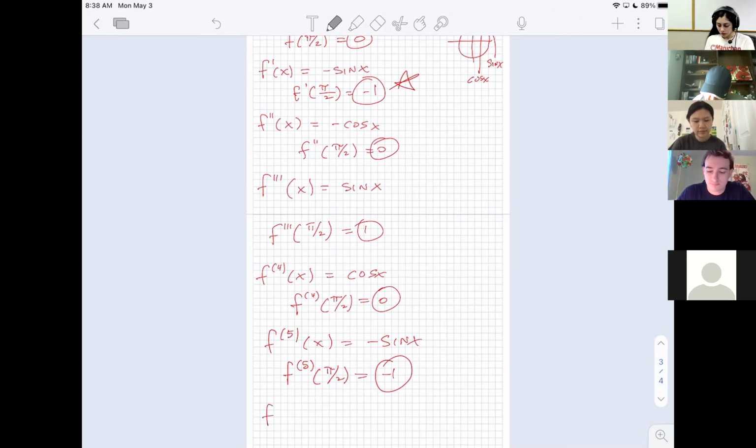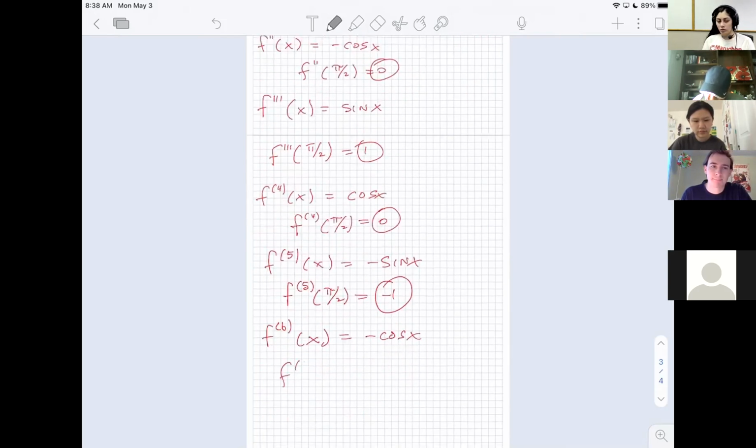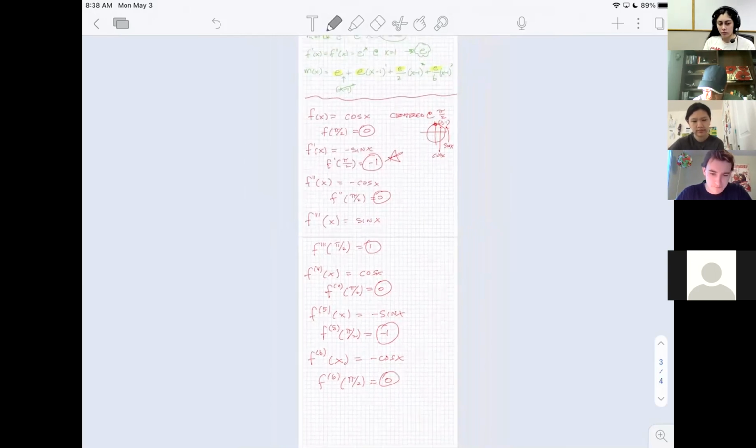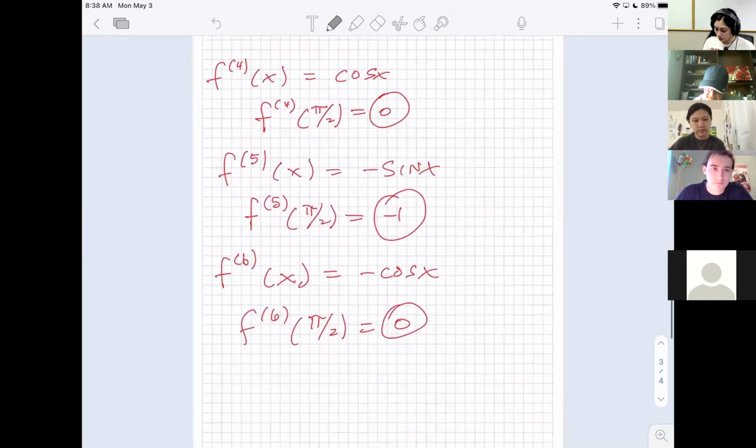And then the 6th, which is not really worth writing out, just because the derivative of sine is cosine, and we saw that cosine always produced nothing. So the 6th derivative at pi over 2 is actually 0. And so, okay, we're tired, right? We got a good model for this. We got a model for cosine at pi over 2, and now we got all these coefficients. And so now we're ready to write out the Taylor polynomial for this.